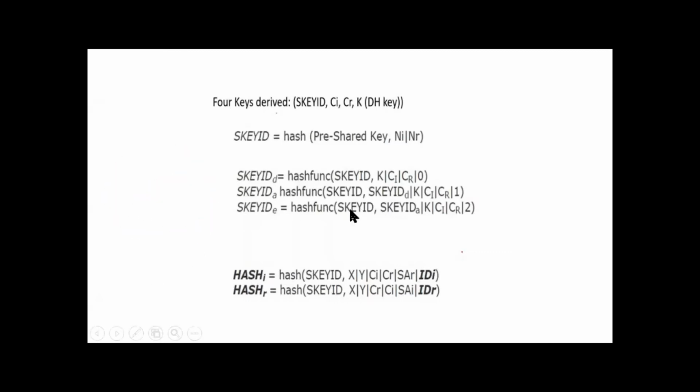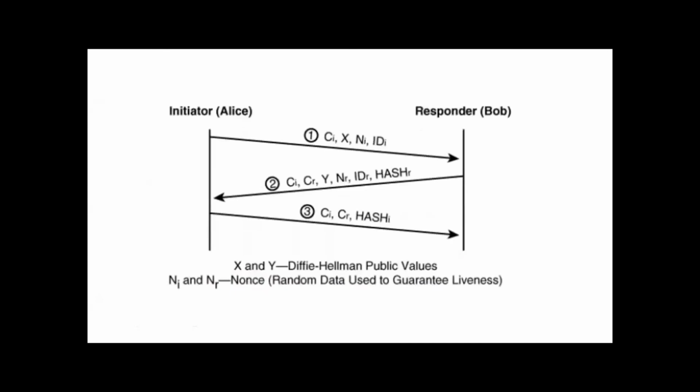Let me also show you the aggressive mode. This is your aggressive mode. In aggressive mode, there are only 3 messages. And if you see, even your ID is disclosed. It is not encrypted data. At the very first step your ID is disclosed. That is not good, and that is the reason it is not recommended.